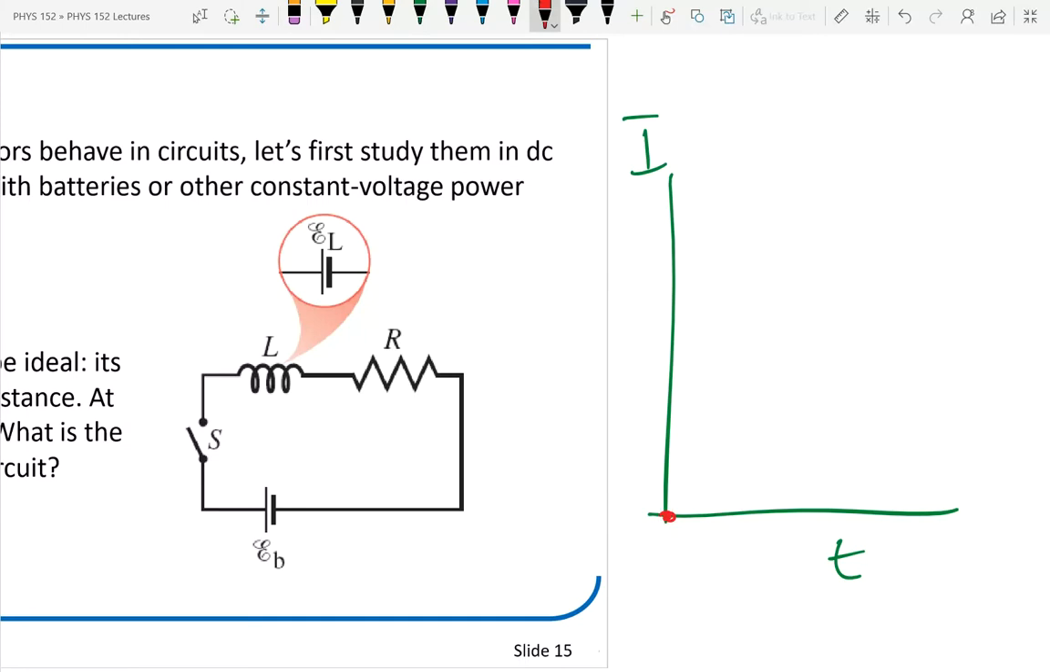But what's going to happen to the current over time? Is it going to stay at 0? No, it's going to grow. Is it going to grow quicker early on or quicker later? It's going to grow quicker earlier. So we can say the current's going to have to do something like this until it asymptotes to a maximum value.